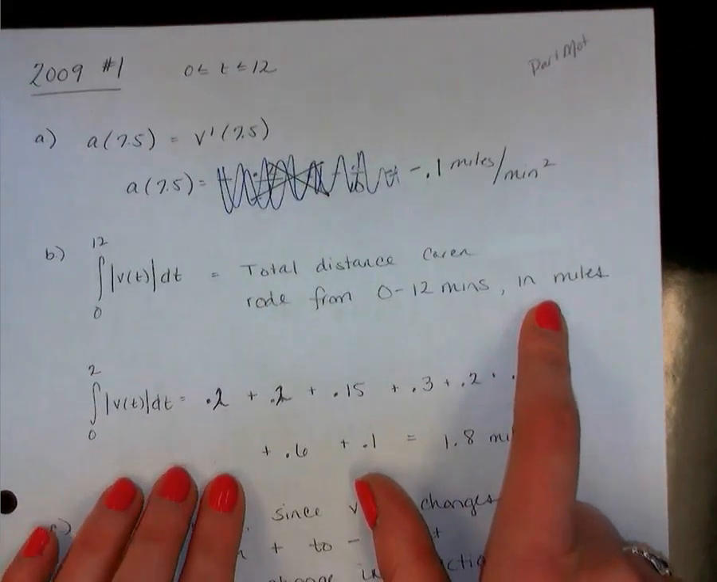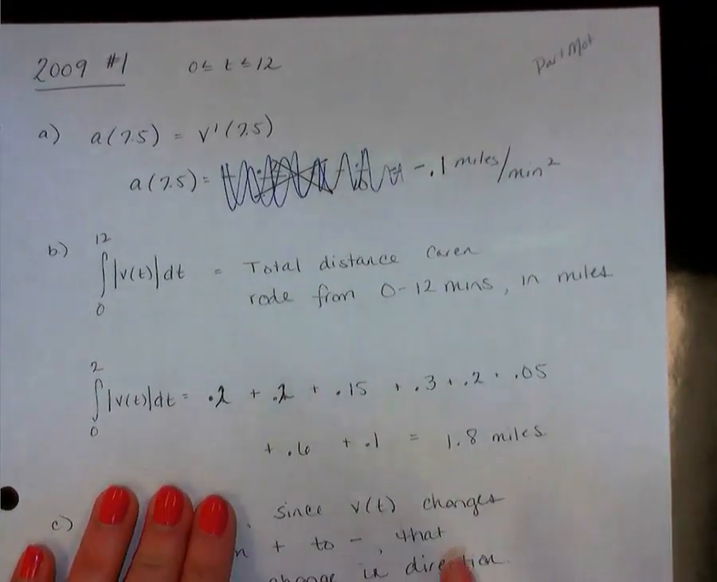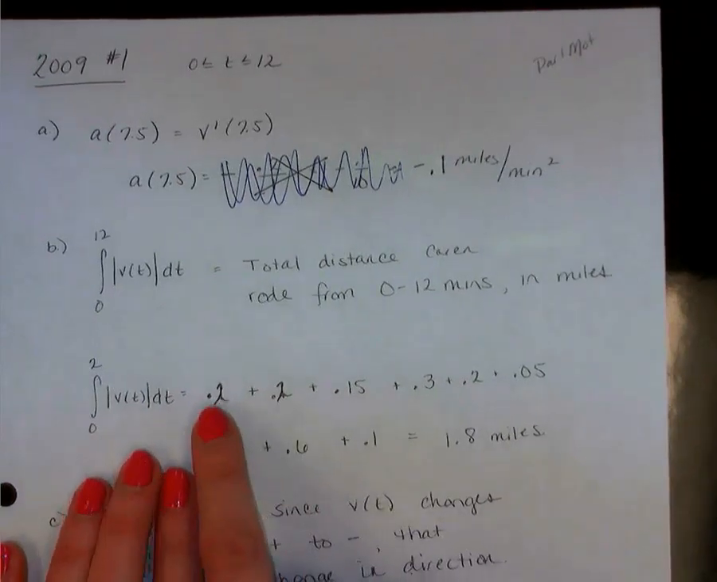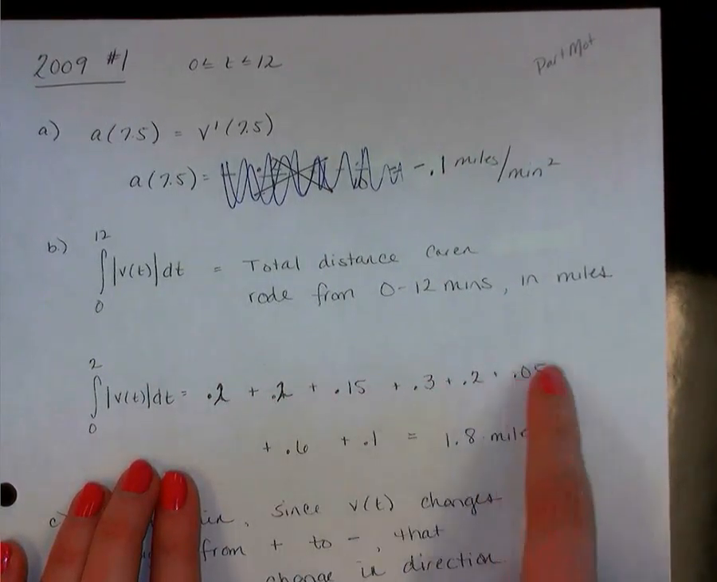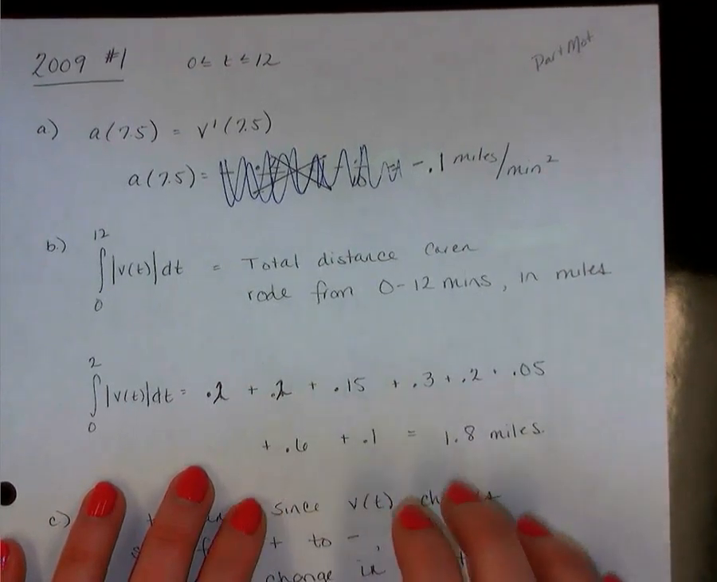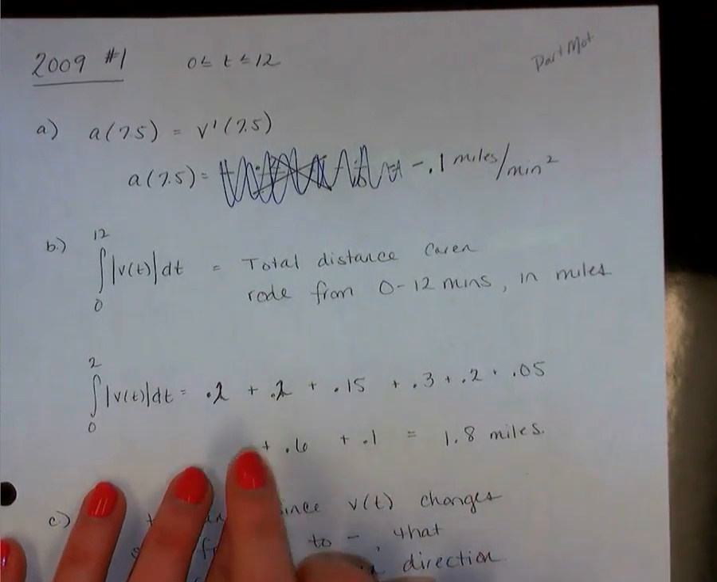And now we actually have to calculate it. So you want to find the area. I broke the graph up into triangles and rectangles and trapezoids and found the area of all the different little sections to get a total of 1.8 miles. Again, be very careful with your units on that y-axis, okay?